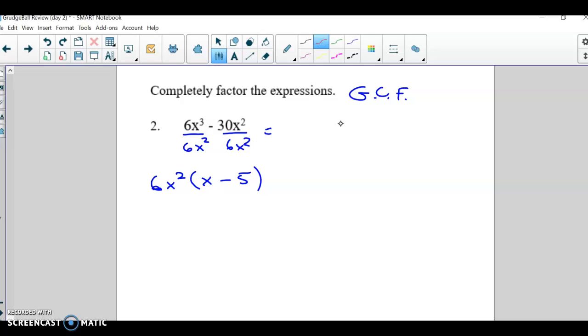If you want even more drill down detail, 6x cubed is this, right? And then 30 I'm going to break to 3 times 5, and then x squared looks like that. So like if I broke these up a little bit, then we could see what they have in common is they have a 6 in common, and then they have 2 x's, and that's what's getting brought to the front. So we have 6x squared, and then all that's left up here is the x, and all that's left in the back is the 5.